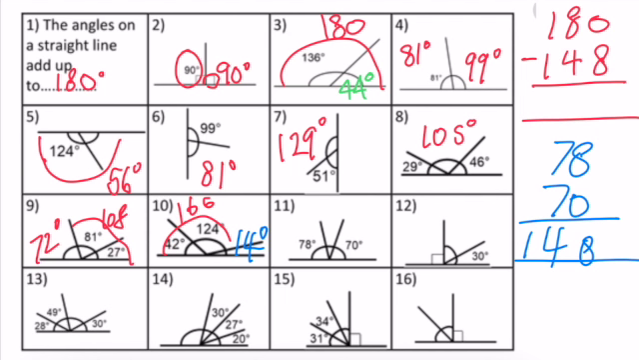0 take away 8 we can't do, so that becomes a 7, that's 10. 10 take away 8 is 2. 7 take away 4 is 3. 1 take away 1 is 0. So that missing angle is 32 degrees.